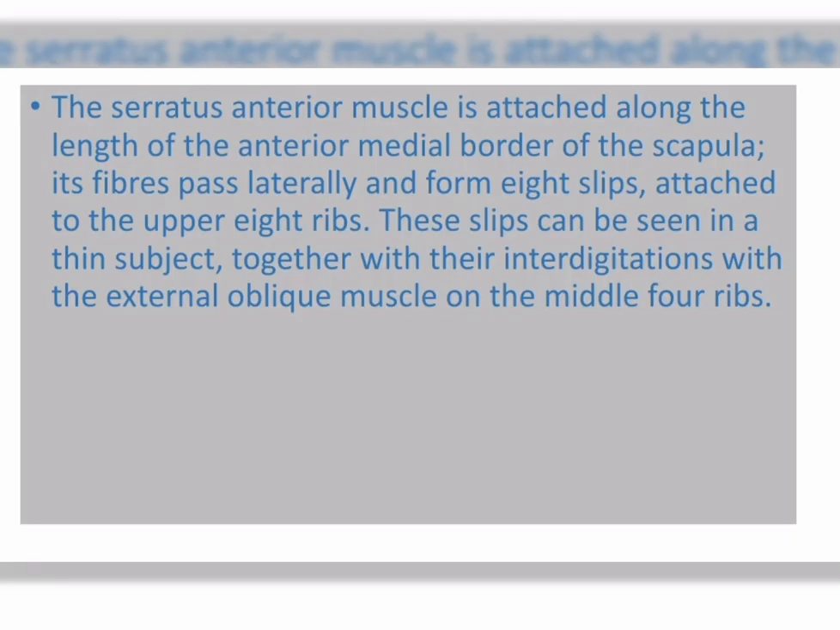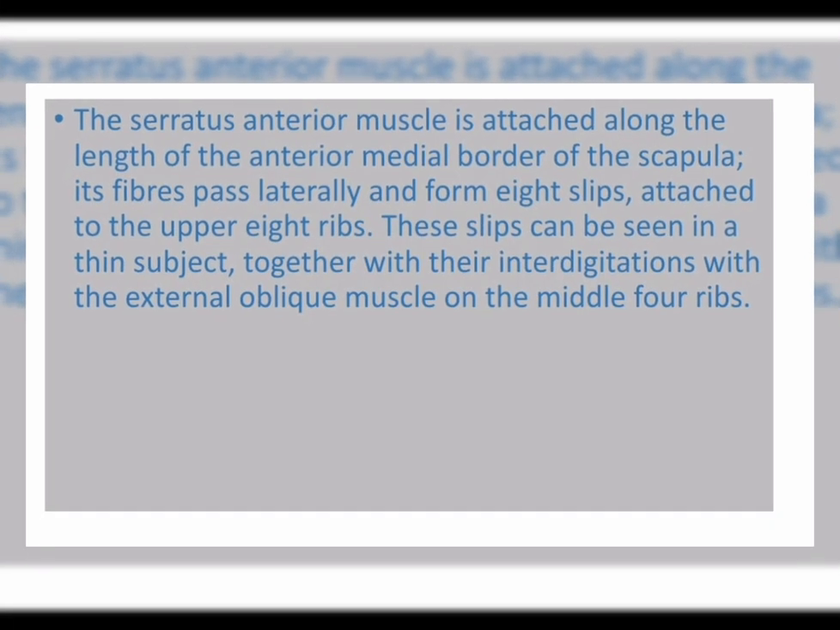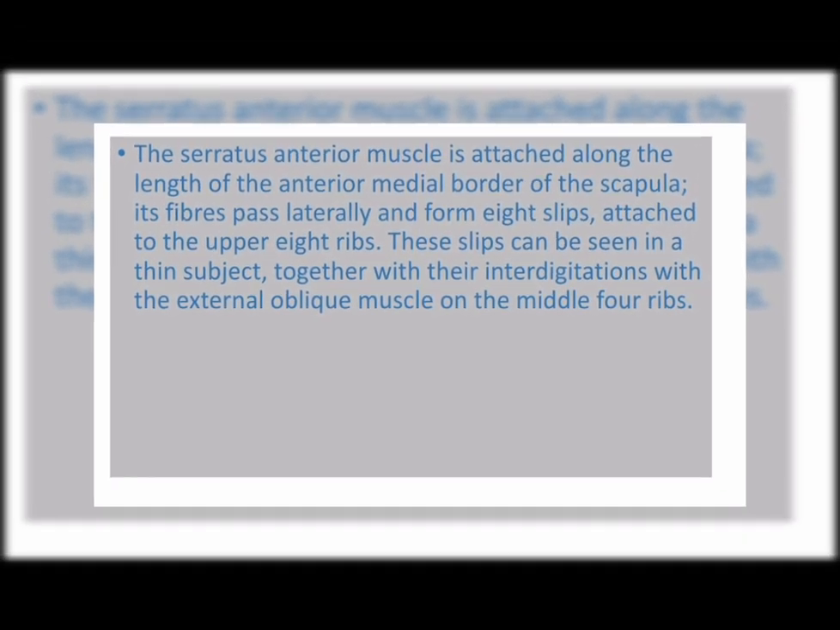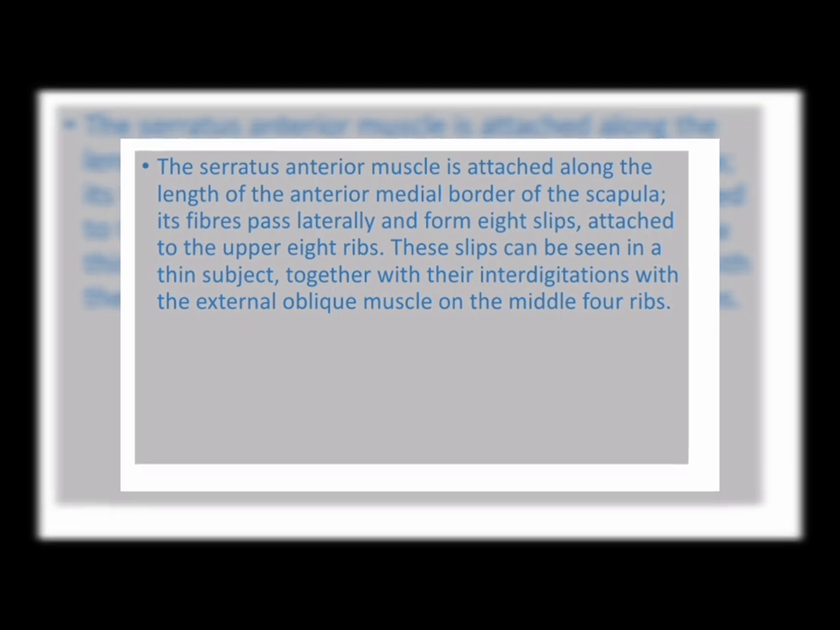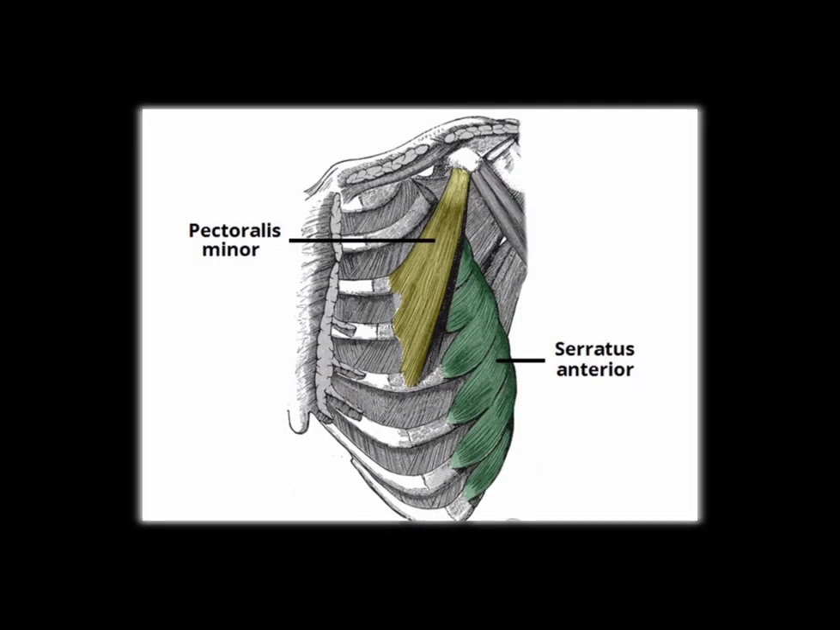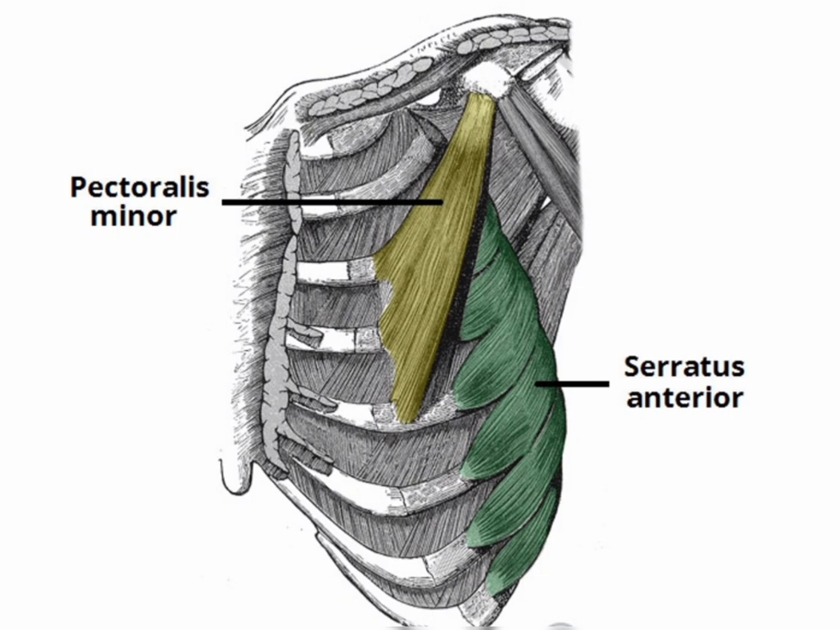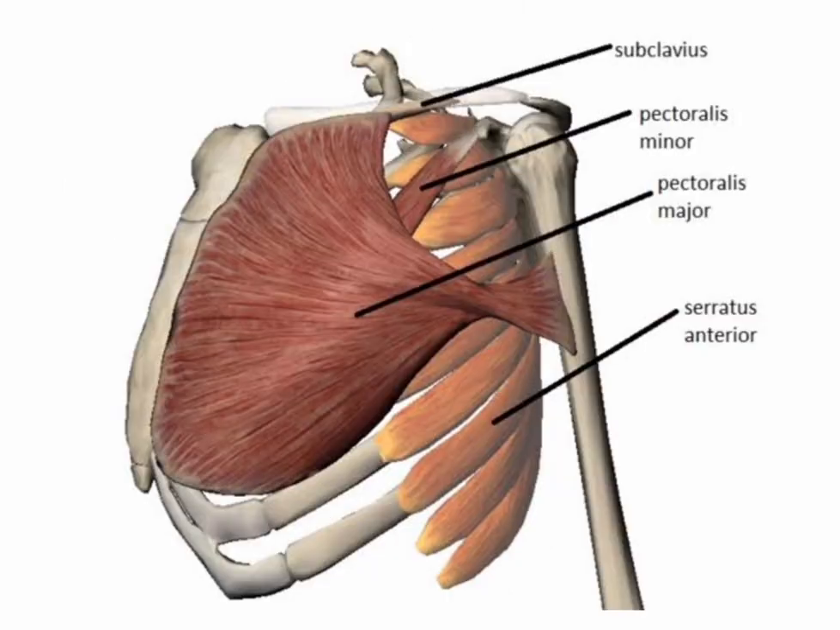The serratus anterior muscle is attached along the length of the anterior medial border of the scapula. Its fibers pass laterally and form 8 slabs. These slabs can be seen in a thin subject together with their interdigitations with the external oblique muscle on the middle 4 ribs. It is supplied by the long thoracic nerve from the brachial plexus.